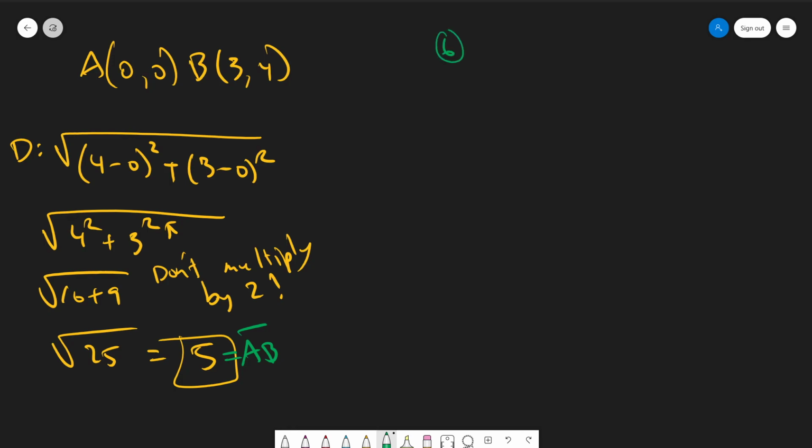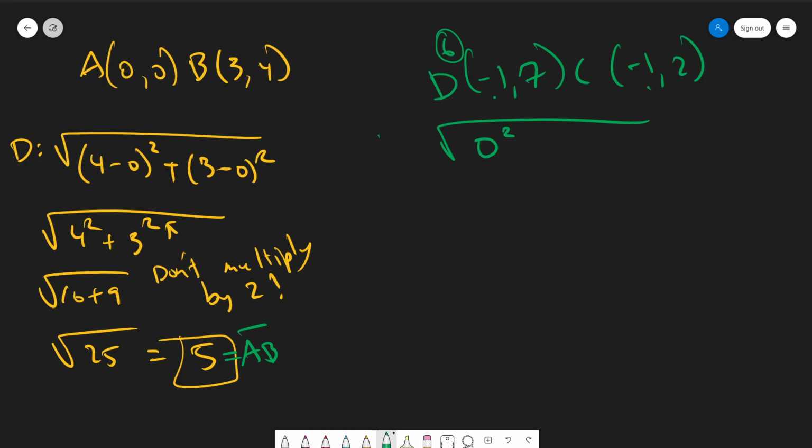Number 6 is B, -1, 7, and C, which is -1, 2. So the horizontal distance from -1 to -1 is just 0. The vertical distance from 7 to 2, how far is it from 7 to 2? It is 5. And whenever you have this 0 component, what it really is is just a vertical or horizontal line. So we get another 25, and it turns into a 5 like that.